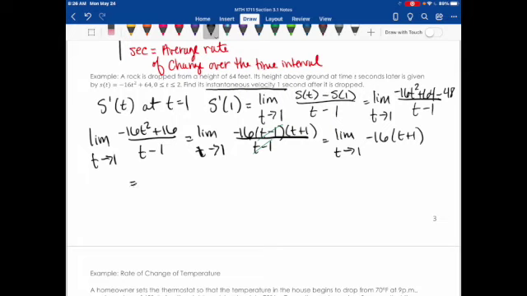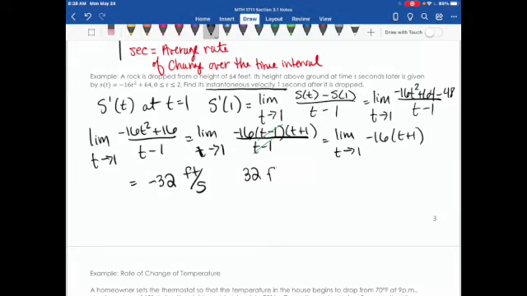All right, so now I can use direct substitution in the limit laws, and I have the limit as t approaches 1 of negative 16 times 1 plus 1, so that's going to give me a negative 32, and our units here are going to be feet per second.